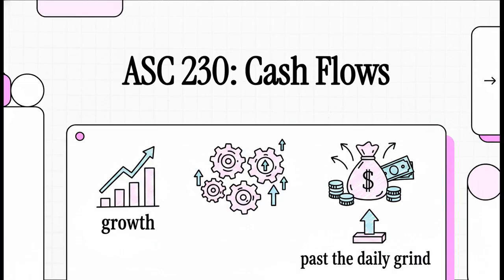So in our last lesson, we built a really solid foundation with operating activities, which, as you probably remember, is kind of the default bucket for day-to-day cash movements. But what about the rest of the balance sheet? Today, we're moving way past the daily grind to look at how a company actually grows, scales, and funds itself.